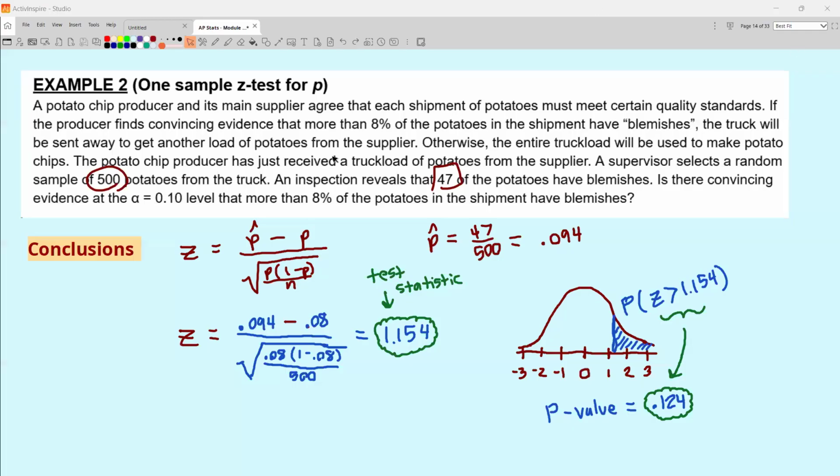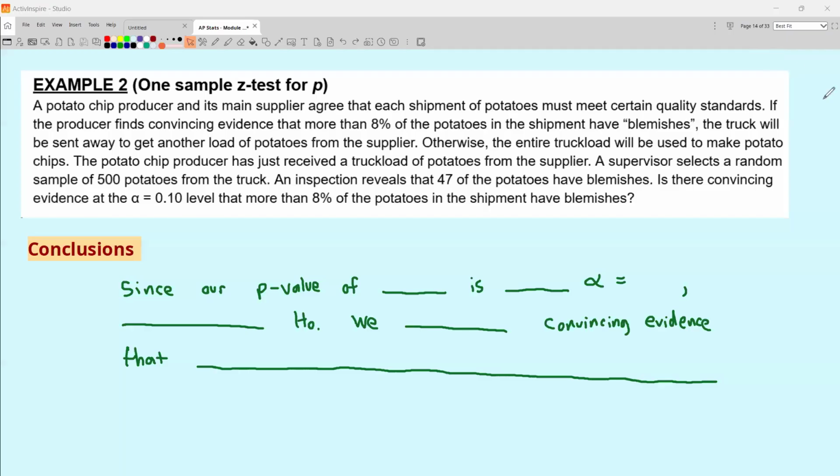So let's make a conclusion. Our conclusion is based off of our p-value and our alpha level. So let's think about this little template. Our p-value, what was our p-value again? Our p-value was 0.124. Now, our alpha level was given to us differently. It wasn't 5%, so I'm going to actually write 0.10, but that's still going to be greater than. So since that's greater than our alpha, what are we going to do? Well, we're going to fail to reject the null.